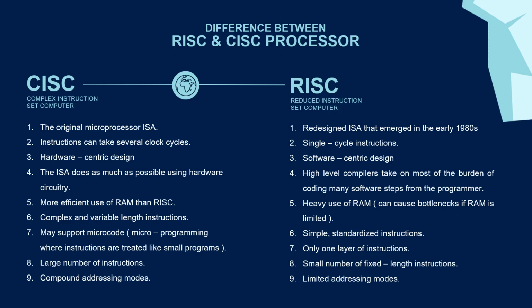Large number of instructions, compound addressing modes, whereas in RISC, redesigned ISA that emerged in the early 1980s, single cycle instructions, software-centric design, high level compilers take on most of the burden of coding many software steps from the programmer. Heavy use of RAM can cause bottlenecks if RAM is limited. Simple standardized instructions, only one layer of instructions, small number of fixed length instructions. Now Avishkar will proceed further.